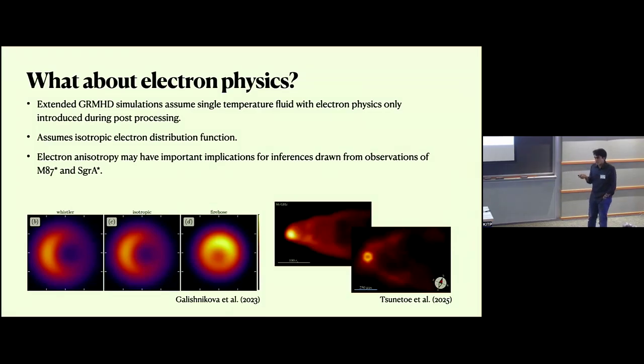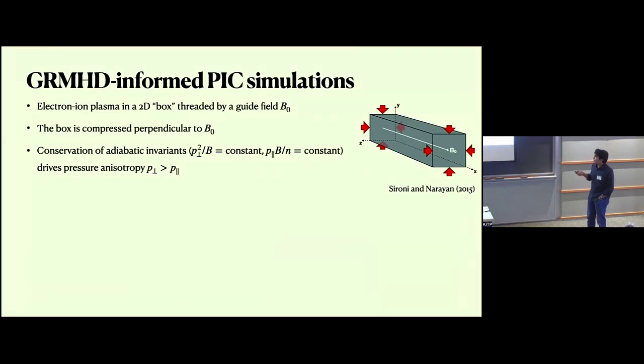This is work done by Lisa, which shows that when you take an ideal GRMHD fluid, but push all the electrons towards any of these instabilities, you can have differences in the observed images. And then there was also some more recent work which looked at the role of electron anisotropy in 86 gigahertz measurements of M87. Motivated by that, we run GRMHD-informed PIC simulations.